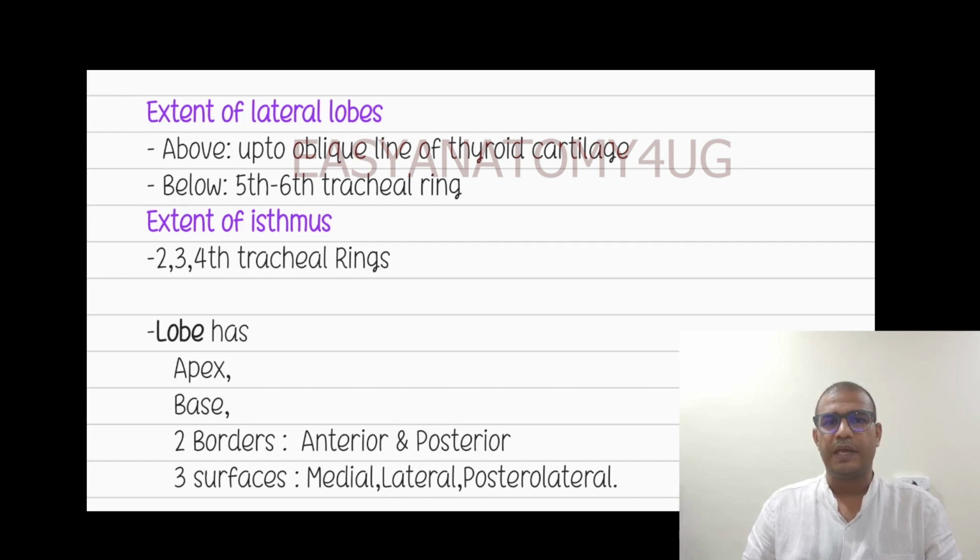Each lobe has an apex, base, two borders, anterior and posterior border, and three surfaces. These are medial, lateral and posterolateral. So two borders, anterior and posterior, and three surfaces, medial, lateral and posterolateral, and it has got an apex and base.